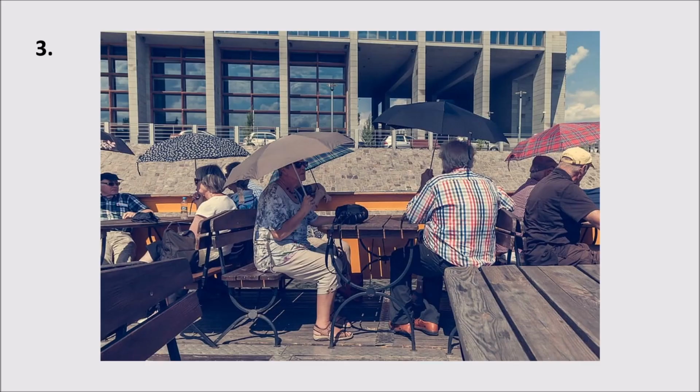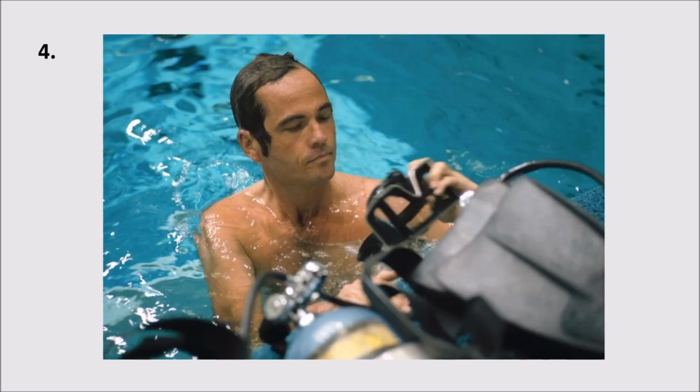Number 3. A. These people are having a picnic lunch. B. There are many umbrellas for sale here. C. It is raining very hard. D. These people are protecting themselves from the sun. Number 4. A. The man is holding his breath underwater. B. The man is inspecting his mask. C. The man is swimming in the swimming pool. D. The man is wearing all of his equipment.